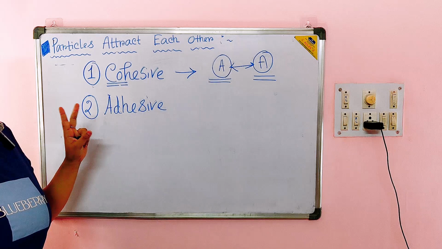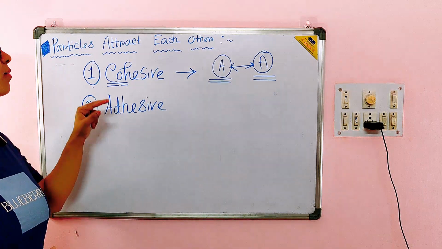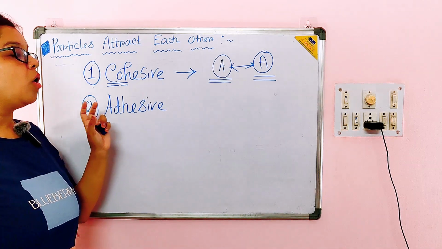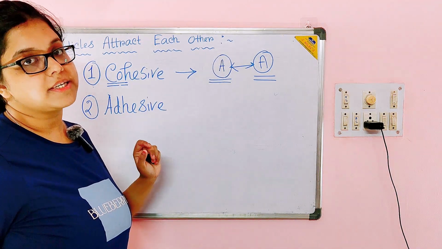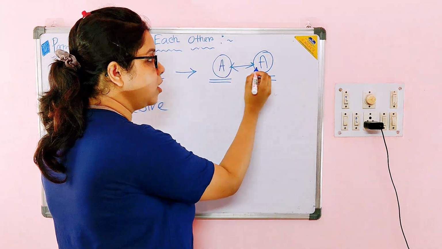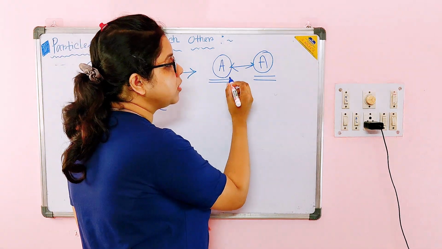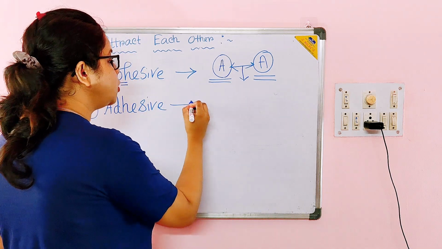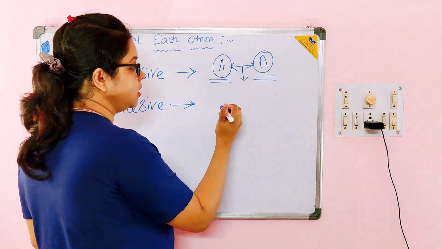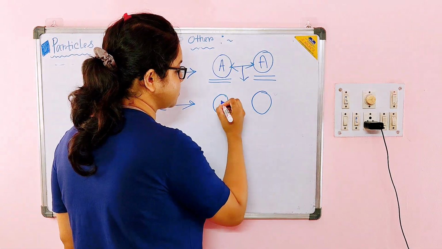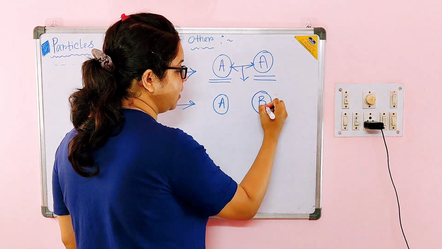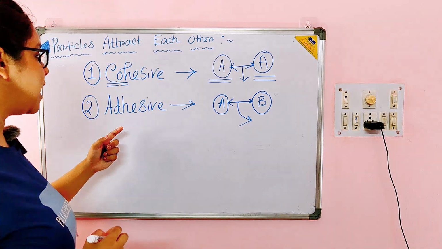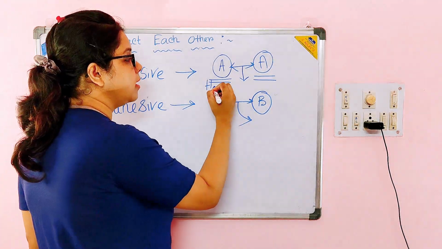There are two types of intermolecular forces of attraction. First one is cohesive force of attraction, when the forces of attraction occur between the molecules of the same substance. Suppose it is A and it is also A, both are molecules of the same substance, then this type of force is known as cohesive force. But when the forces of attraction occur between the molecules of different substances, suppose it is molecule A and molecule B, the force of attraction between them is known as adhesive force of attraction.